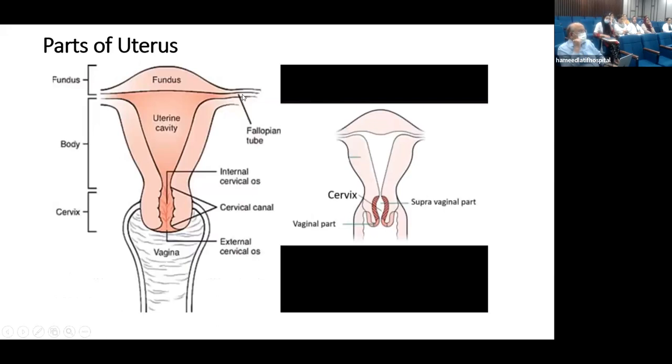These are the fallopian tubes. So the part above the fallopian tube is called the fundus, and the part below the fallopian tube is called the body of the uterus. And this is the cervix. The cervix communicates with the uterine cavity through the internal os, and it communicates with the vagina through the external os.